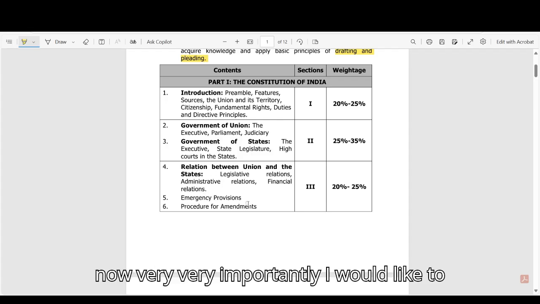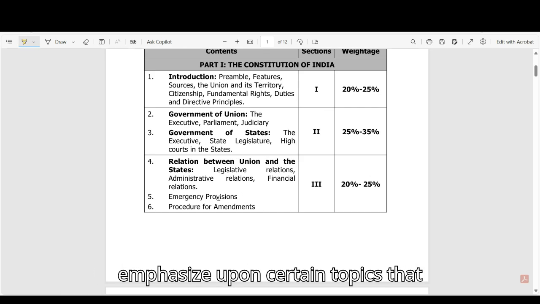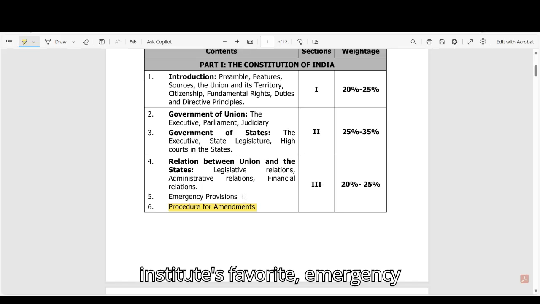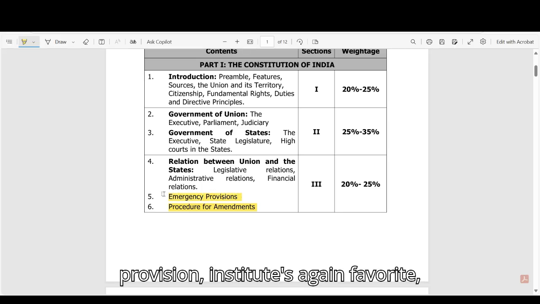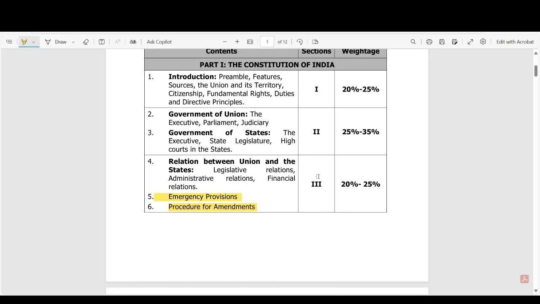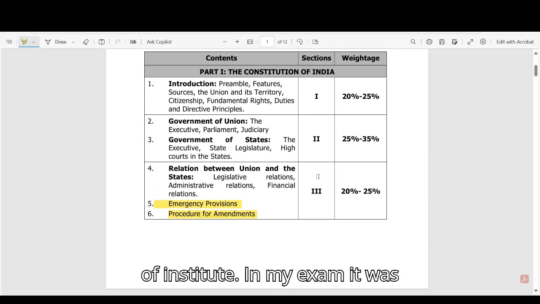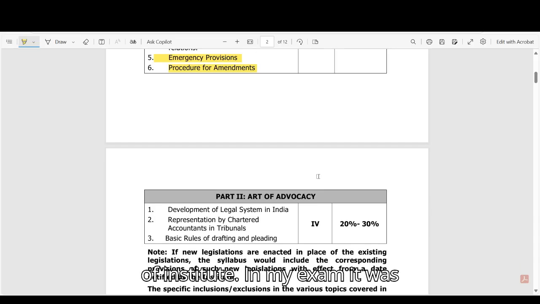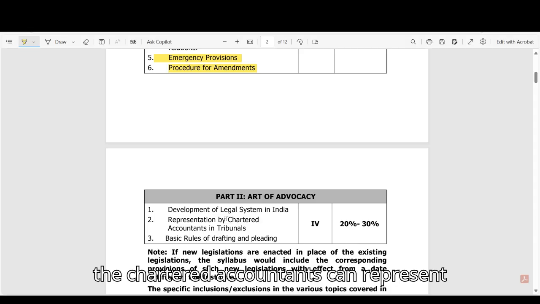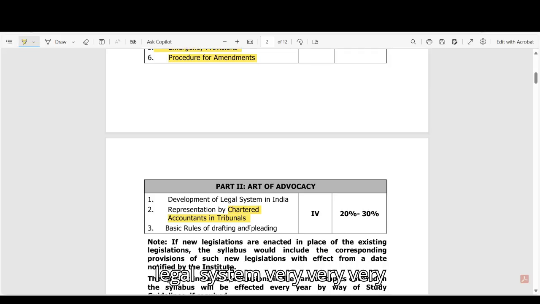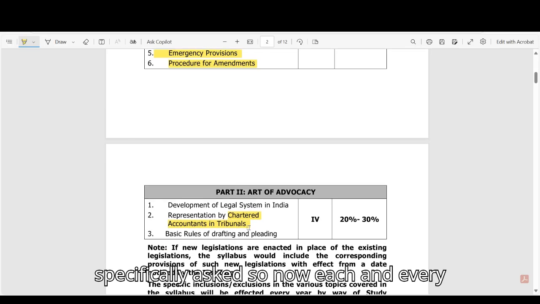Now, very importantly, I would like to emphasize certain topics: the procedure for amendments, the institute's favorite question; emergency provisions, the institute's favorite again. This was a very favorite topic of the institute. In my exam, it was definitely there. In this, each and everything, specifically whether chartered accountants can represent themselves in tribunals and what the legal system is. Very important. These topics have been specifically asked.